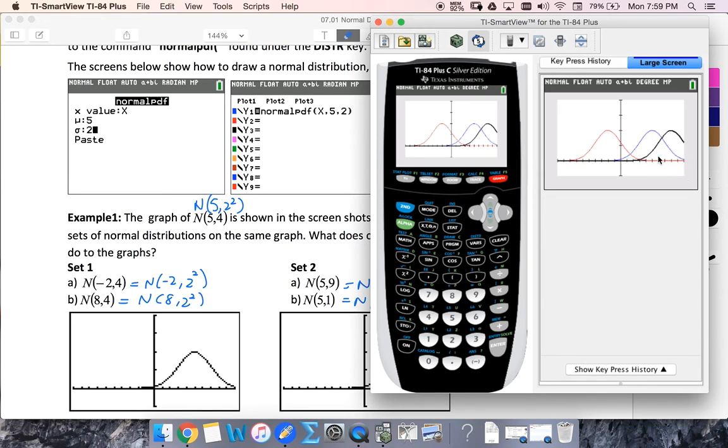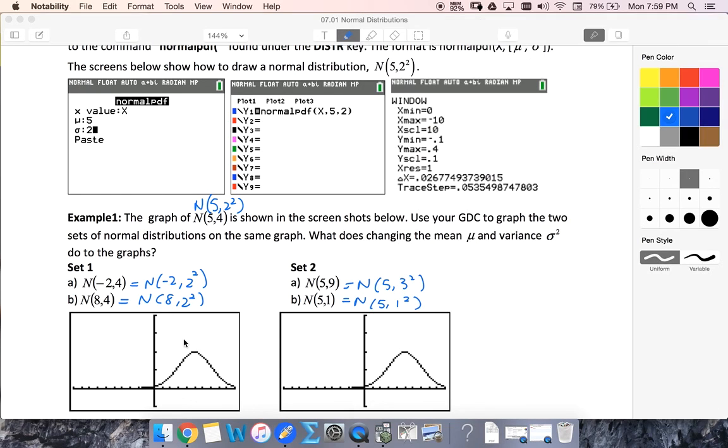So pause your video now and add these to your drawing. So this was the one with the mean at 5. So here we had our mean at 5. So add in your pictures when the mean is at -2 and when the mean is at 8. And then we're going to come back and do the next video.